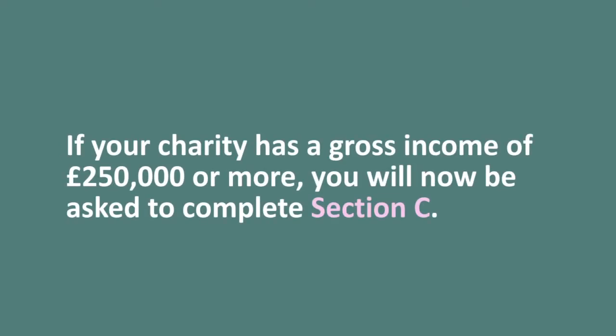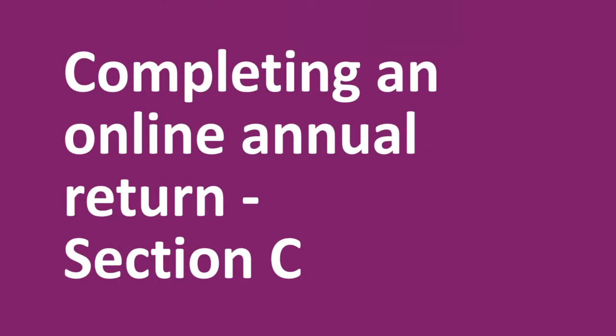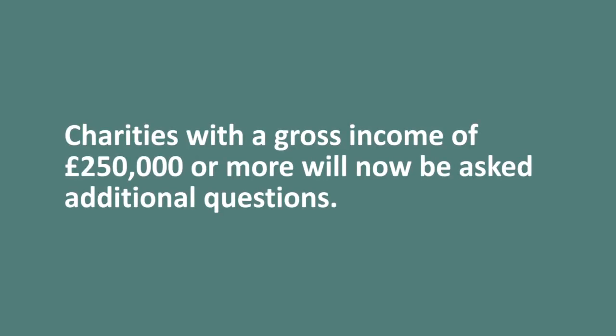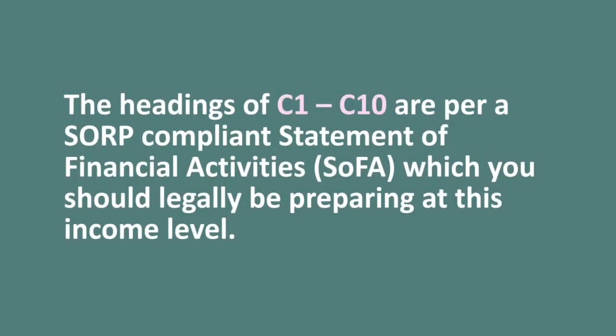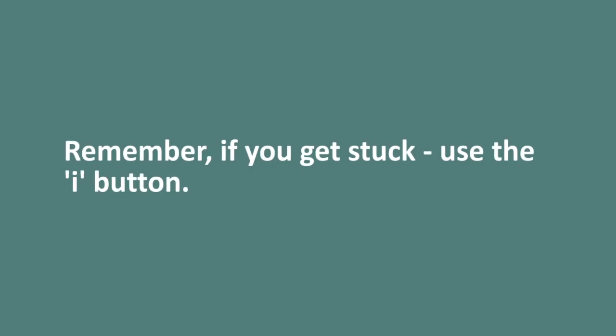If your charity has a gross income of £250,000 or more, you will now be asked to complete Section C. Charities with a gross income of £250,000 or more will now be asked additional questions. The headings of C1 to C10 are per a SORP compliant Statement of Financial Activities, SOFA, which you should legally be preparing at this income level. Remember, if you get stuck, use the I button.